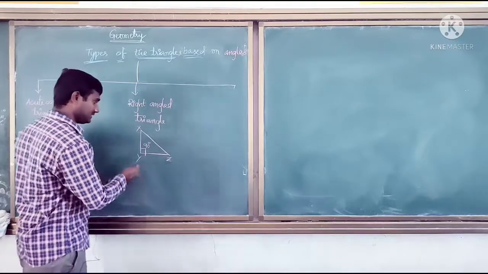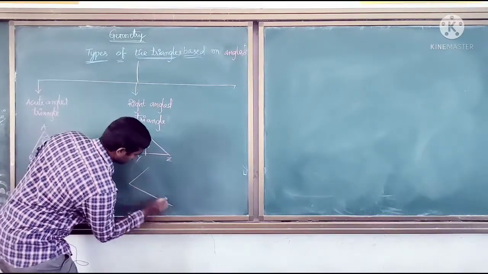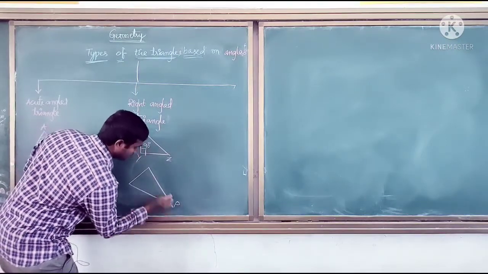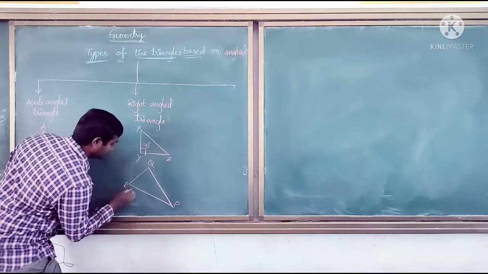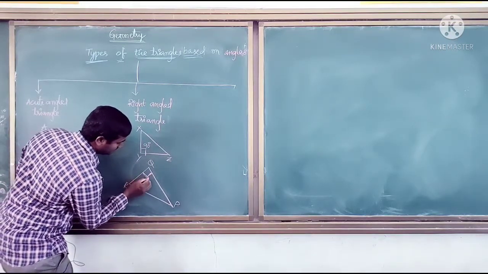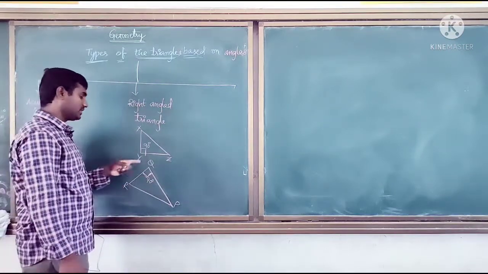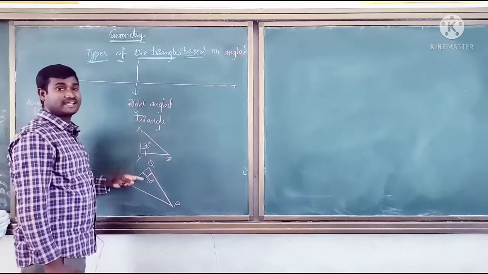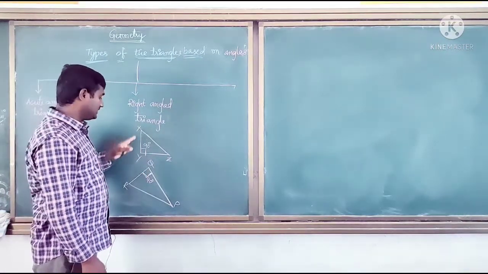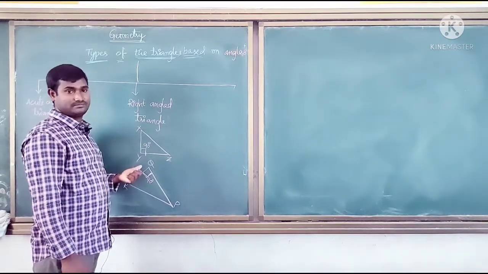Okay, next is triangle PQR. In this PQR, this is the 90 degrees symbol. So if it measures 90 degrees, is PQR a right angle triangle? Right angle is at what vertex? At Q. Right angle is at Q. In this triangle, where is the right angle? Right angle is at Y.